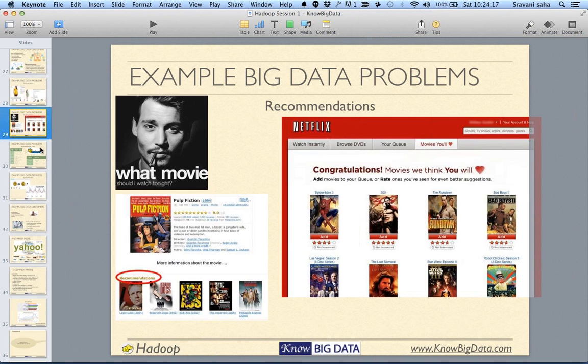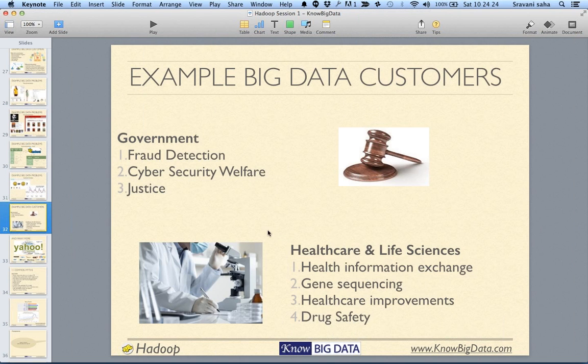All right. So these are a few big data customers, and there are many more, such as government, maybe in fraud detection, cybersecurity, welfare, and justice, and in healthcare and life sciences. It is very obvious, because in healthcare almost every data is big by nature. As simple as X-ray records, by definition, are very complex data. So in healthcare, you have volume, velocity, and variety by default. And the kind of problem healthcare solves is related to life, so it is important that a lot of companies work on healthcare, and they are utilizing big data in terms of health information exchange, gene sequencing, healthcare improvements, and drug safety.